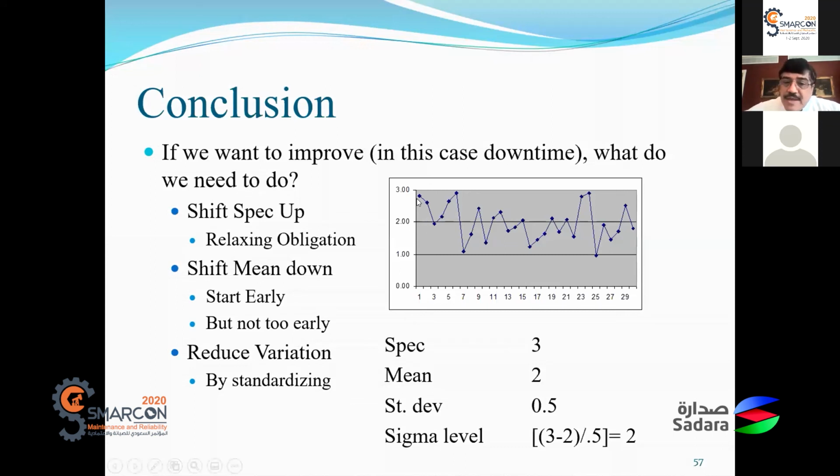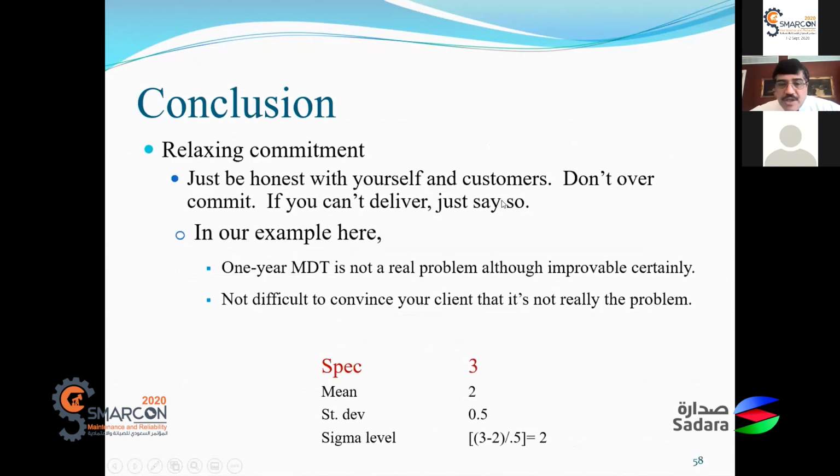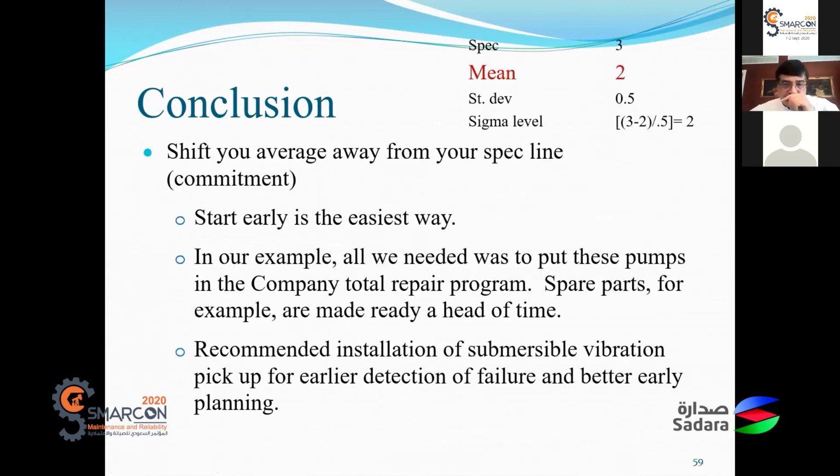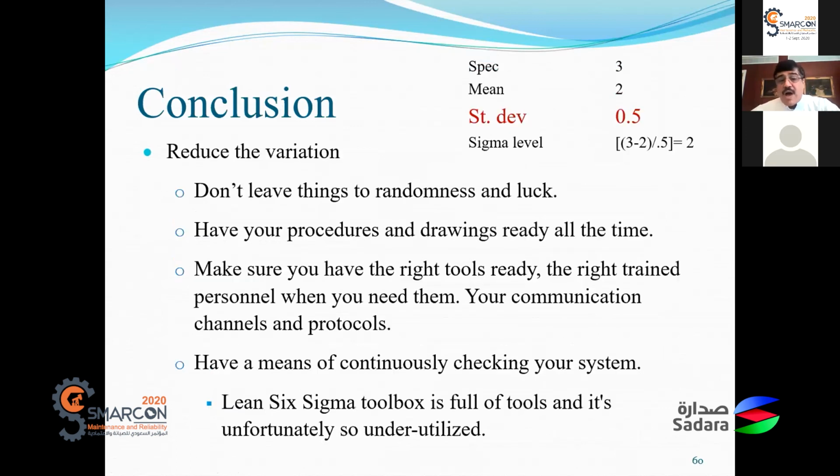The third element is trying to reduce this variation. And how do you reduce the variation? Basically, you reduce the variation by standardization. Don't leave things to randomness and luck. Have your procedures and drawings ready all the time. So it's not like when you need the job, I'm going to look for my drawings, for my procedures, for the skilled worker. And make sure that you have the right tools, the right trained people.